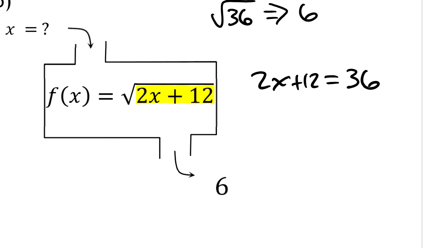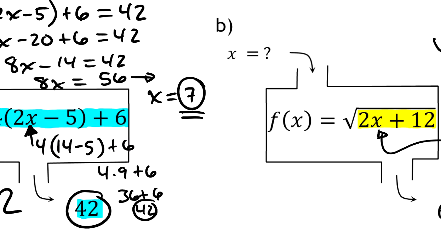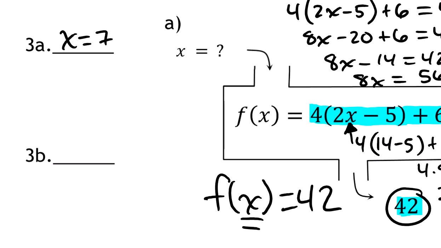Because if it is 36, when I take the square root of it, I will get this output value of 6. So I could subtract 12 from both sides. When I do that, I get that 2x is 24. And if I divide both sides by 2, I get that x is 12. So when I feed 12 into this function, 2 times 12 is 24, 24 plus 12 is 36, and the square root of 36 is 6. So when x is 12, I produce an output of 6. So x will be 12.